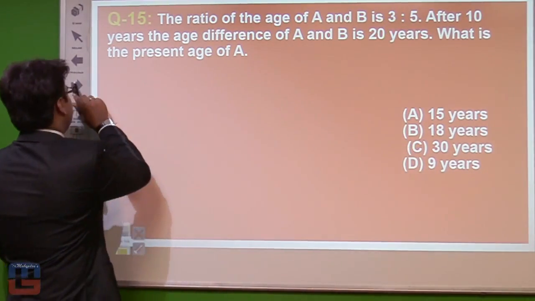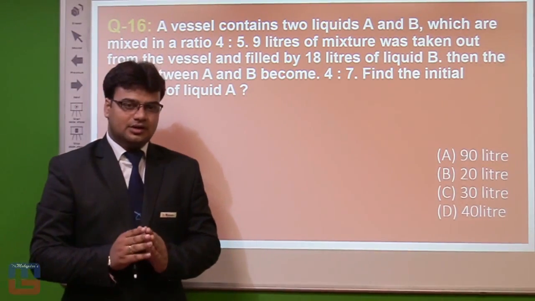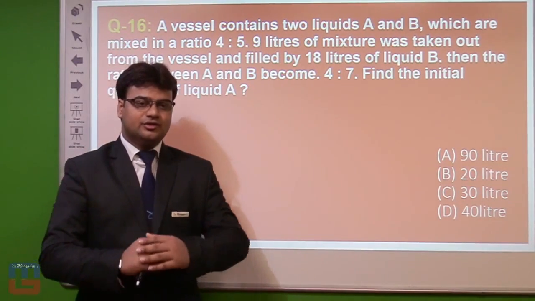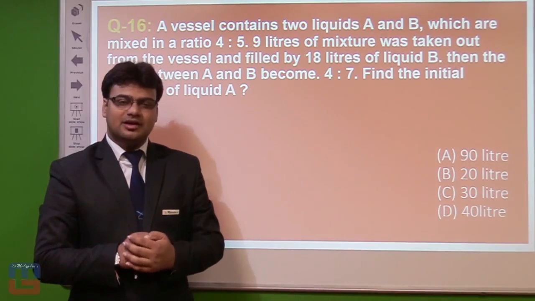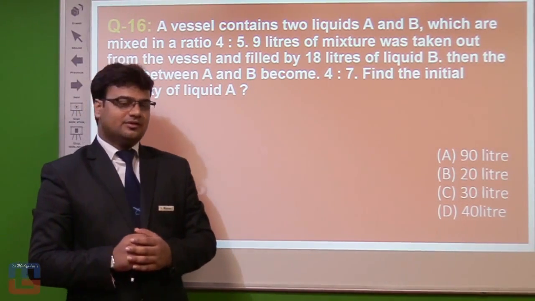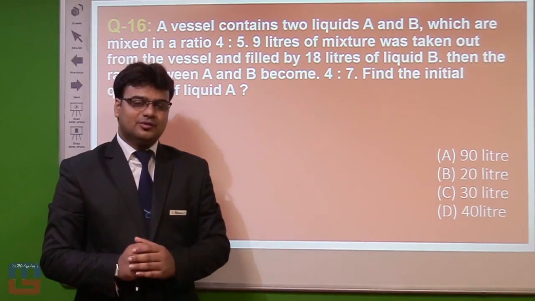See what our next question is. A vessel contains two liquids A and B, which are mixed in the ratio 4:5. 9 liters of mixture was taken out from the vessel and filled with 18 liters of liquid B. Then the ratio will become 4:7. Find the initial quantity of liquid A.